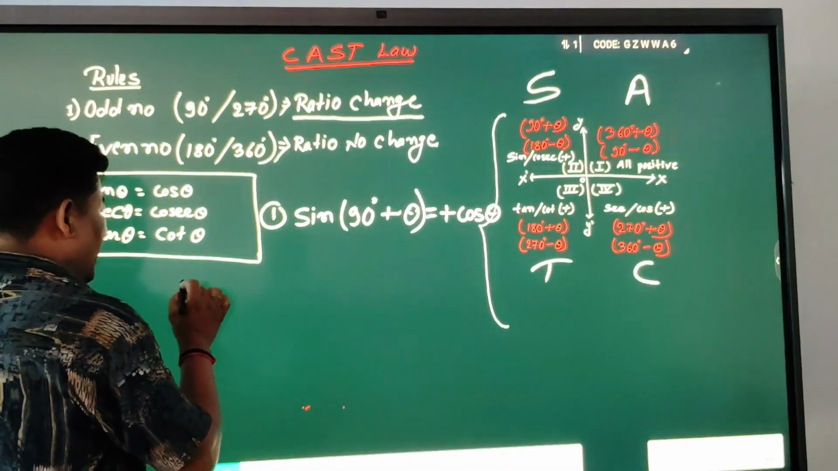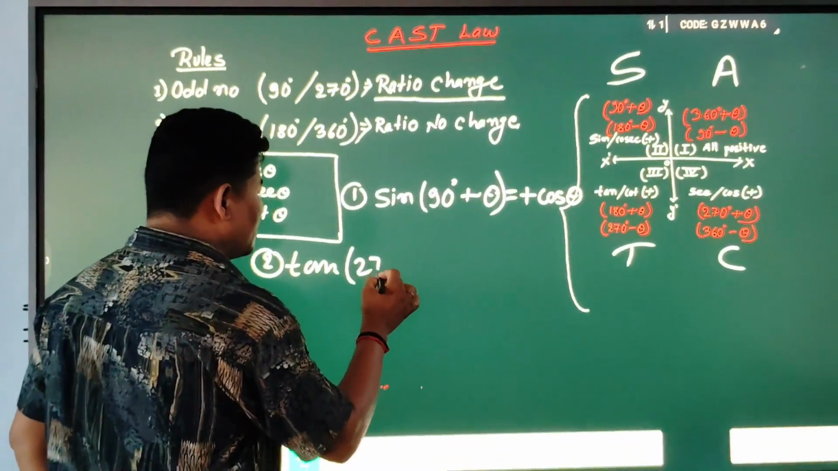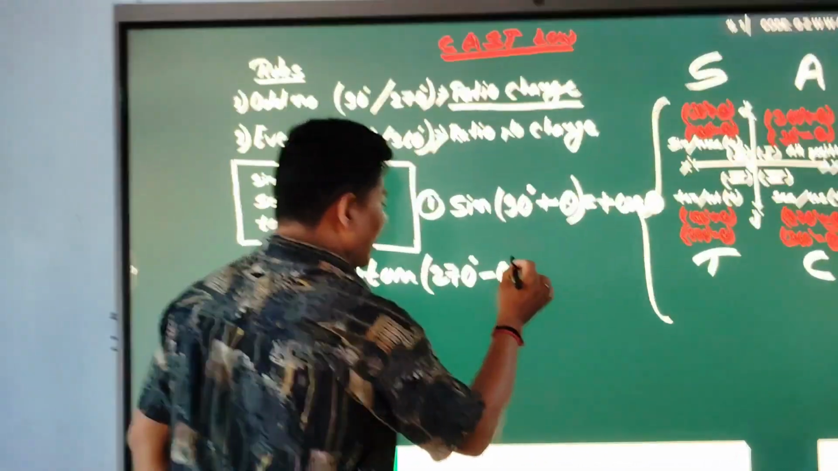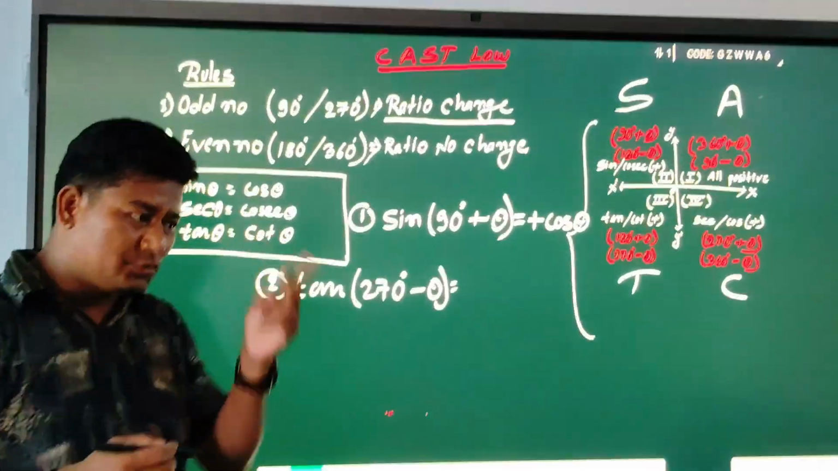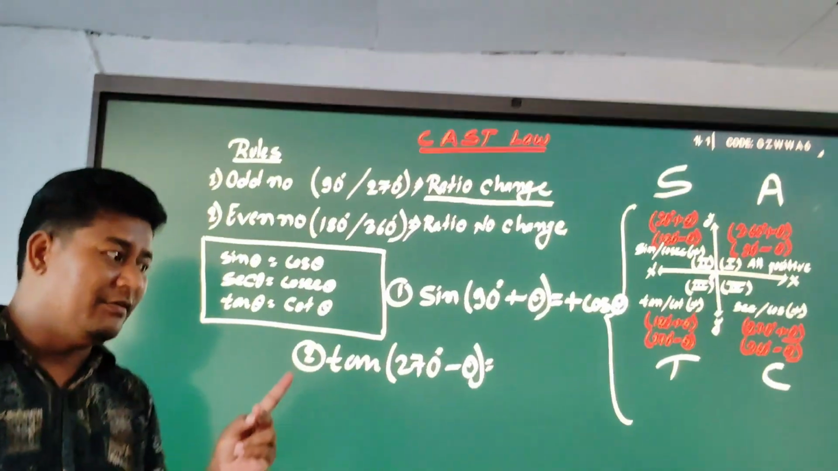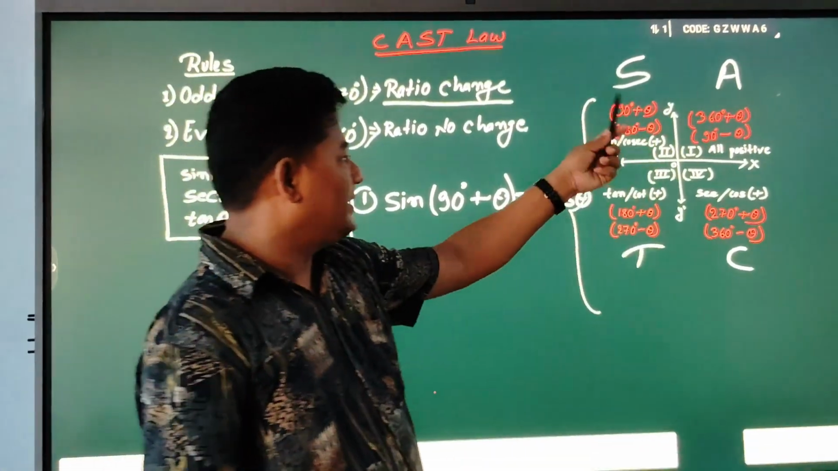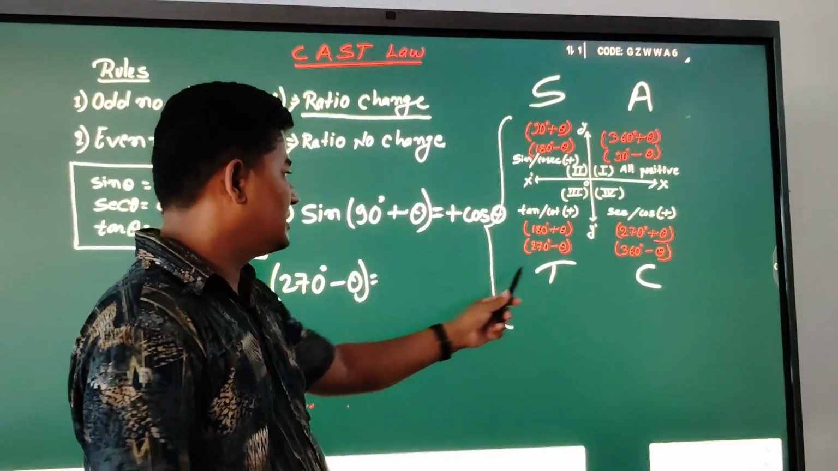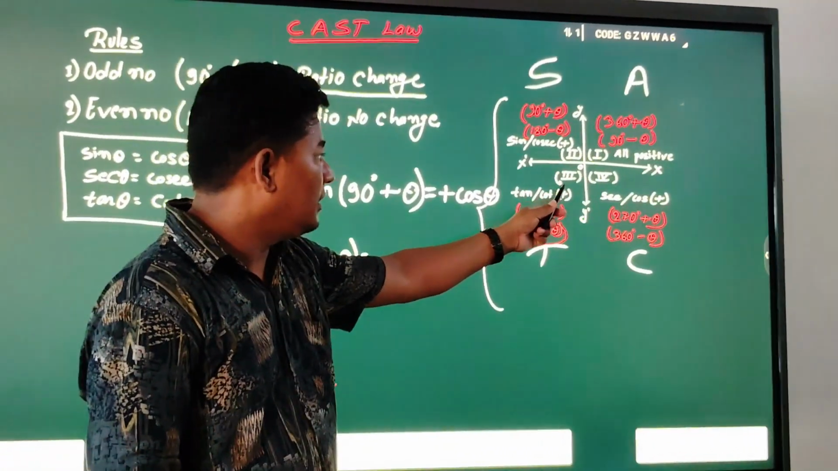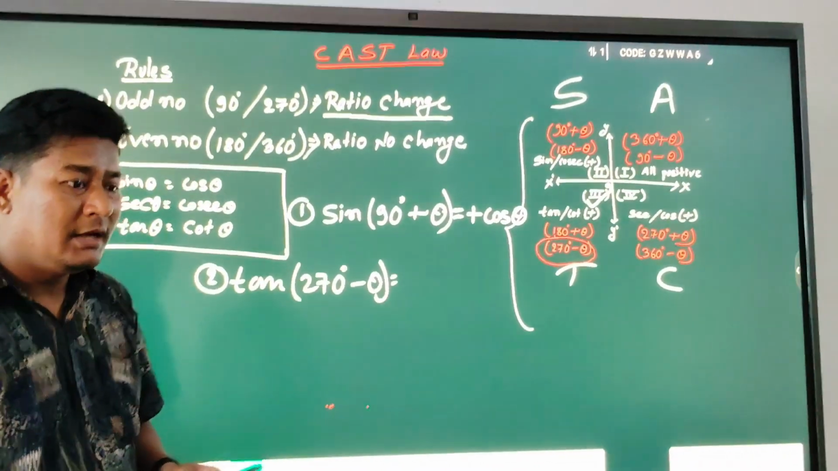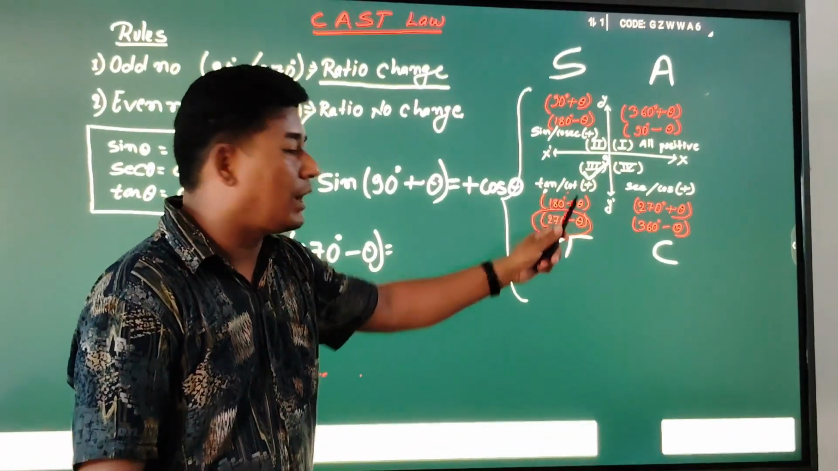Okay. Same, another example. Suppose you have tan of 270 degree minus theta. I have already informed you that you have to ask two questions: which quadrant, and odd or even. The first question is which quadrant? 270 degree. You see the diagram and tell me which quadrant it lies in. 270 degree is here, which is in the third quadrant, and in the third quadrant tan and cot are positive.